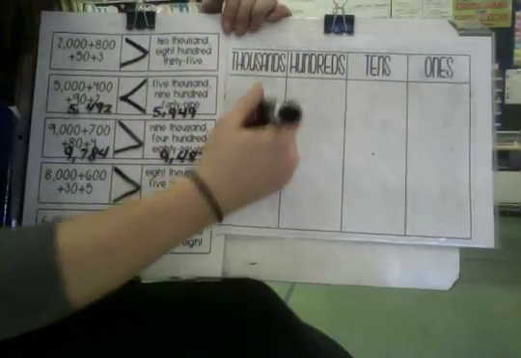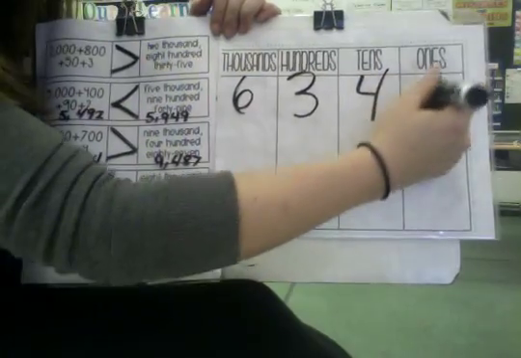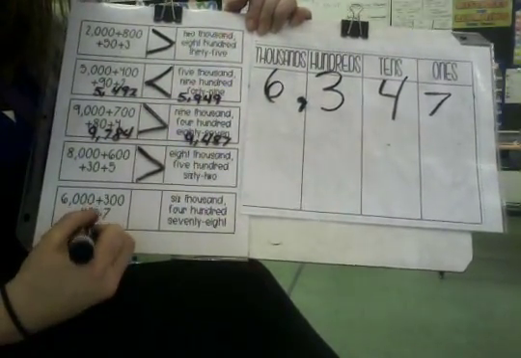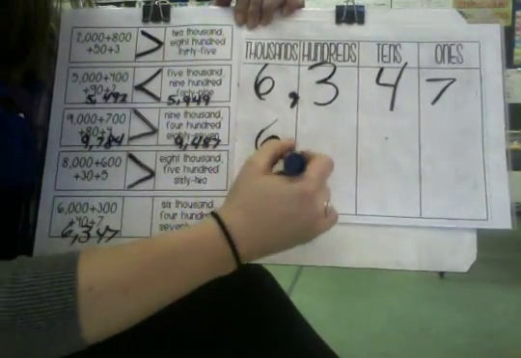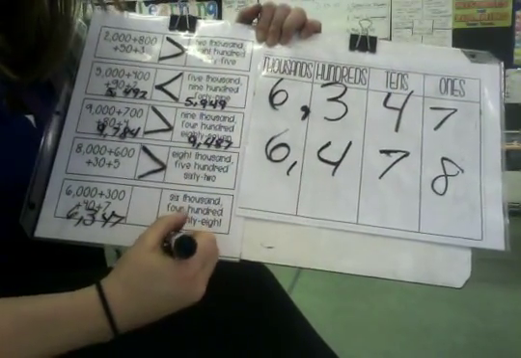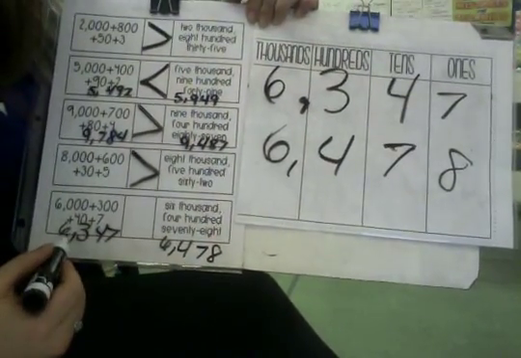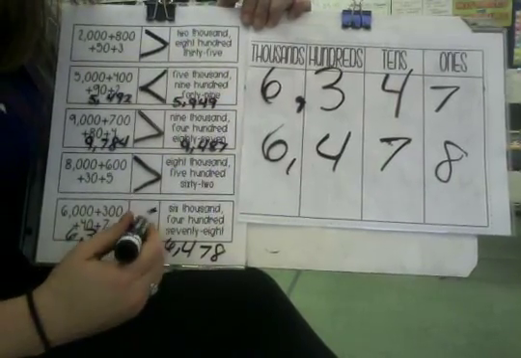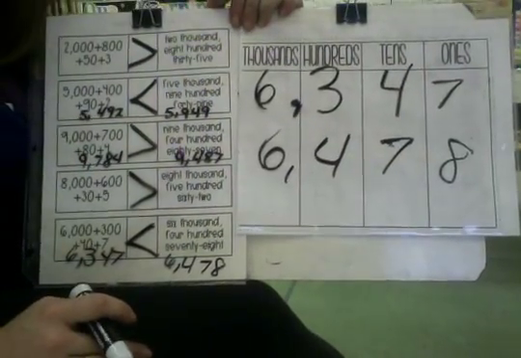Welcome back. So you should have 6,347 for your first number. So this here is 6,347. The next one is 6,478, like this. So 6,478. And this number of 6,347 is less than 6,478. Why is that?